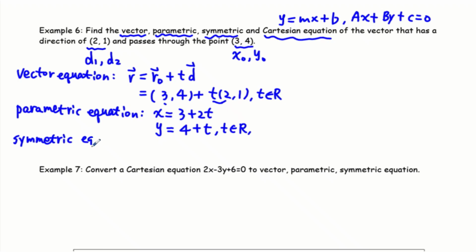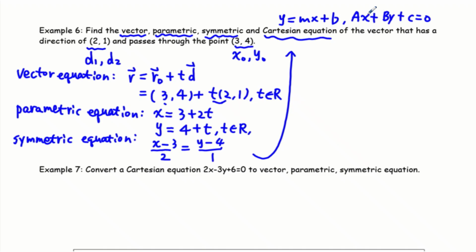And the symmetric equation is kind of like solving for t. So x minus x0 equals y minus y0, and divide by the direction vector 2 and 1. This is our symmetric equation.